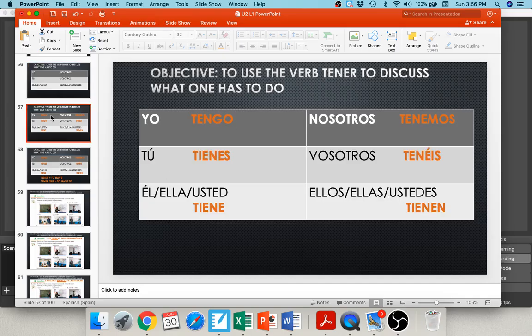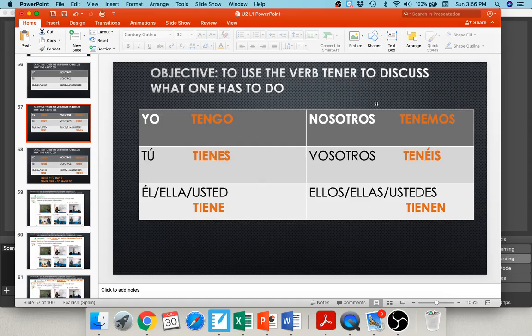The yo form of tener is tengo. So I have, yo tengo, tengo. You have, tú tienes, tienes. You have. So repitan, say this with me, repitan. Tengo, tienes. To say he or she has, we say, repitan, tiene. Good. So tengo, tienes, tiene.